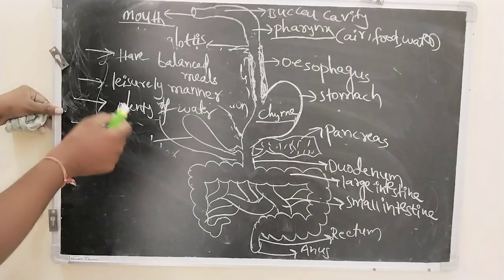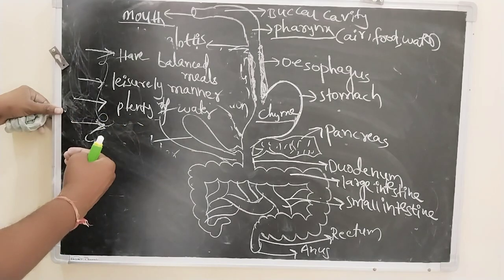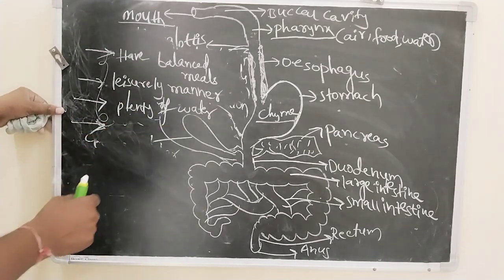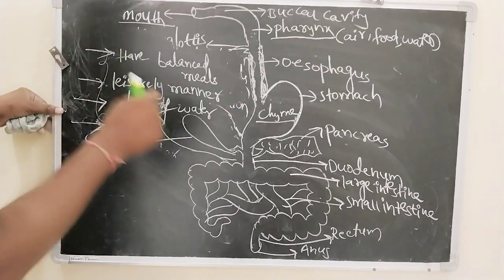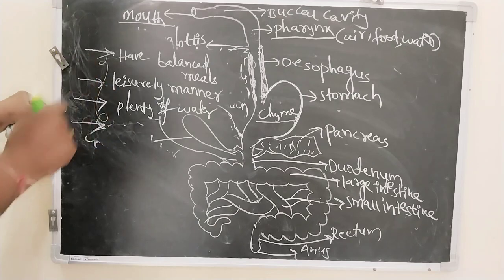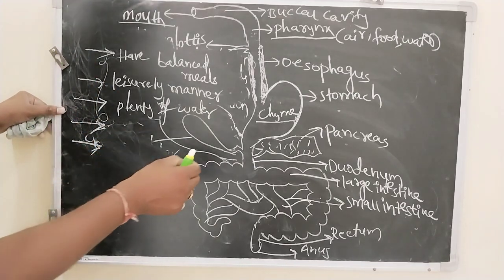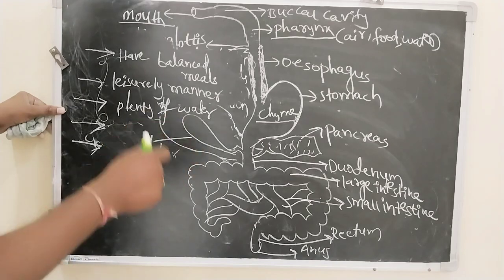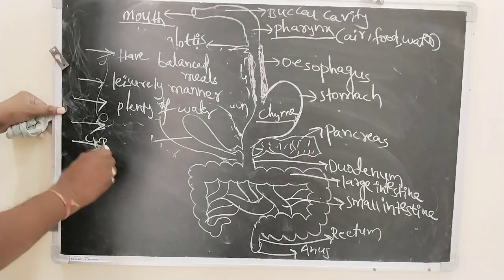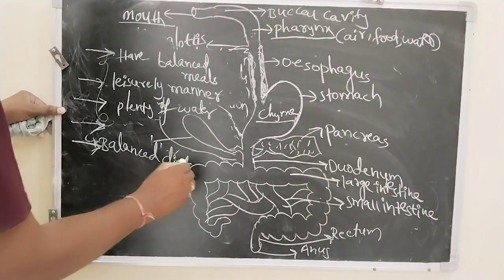If we eat in a hurried manner, eating food in less time, then there is a chance of lesions appearing in our small intestine, meaning ulcers in our small intestine. So we have to follow this. And a balanced diet: what is a balanced diet? It is food that contains all types of nutrients, meaning carbohydrates, proteins, fats, vitamins, minerals, and roughage that are required by our body. That is called a balanced diet.